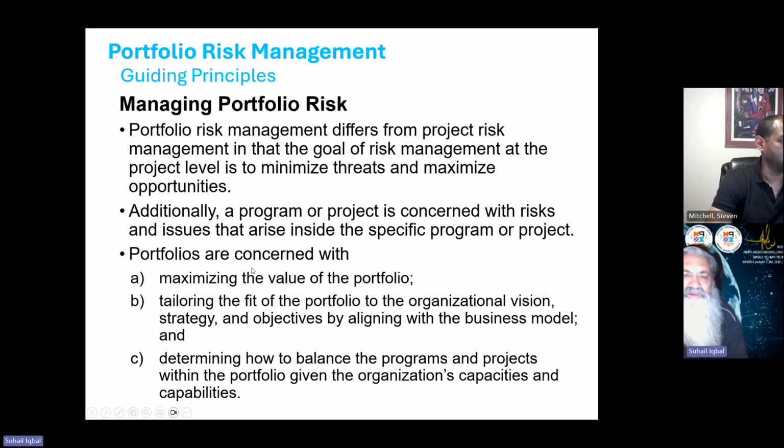Portfolios are concerned with maximizing the value of the portfolio. Good. Tailoring the fit of the portfolio to the organizational vision, strategy and objective by aligning with our business model. Yes, we studied that in the previous chapter also. And yes, this is something to be noted. This is good information.